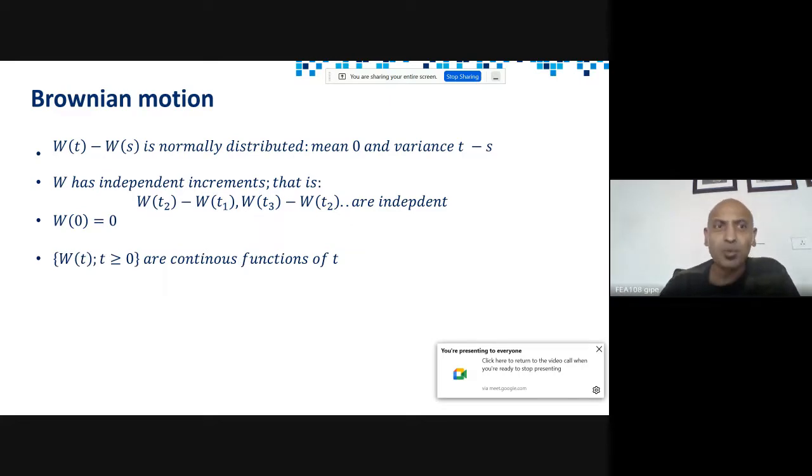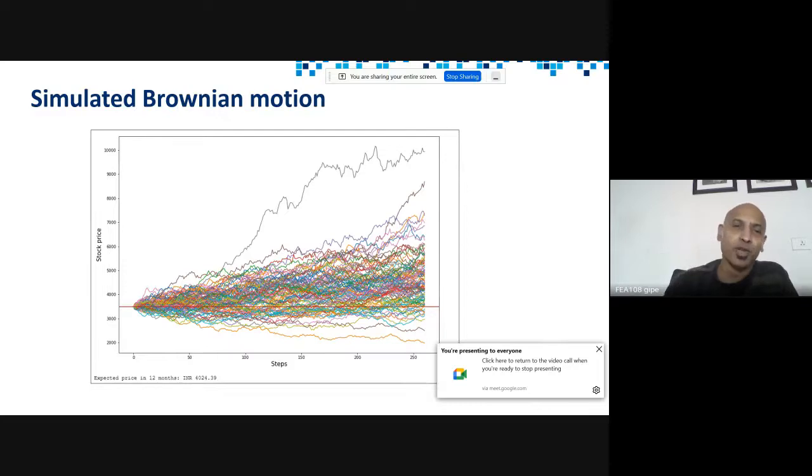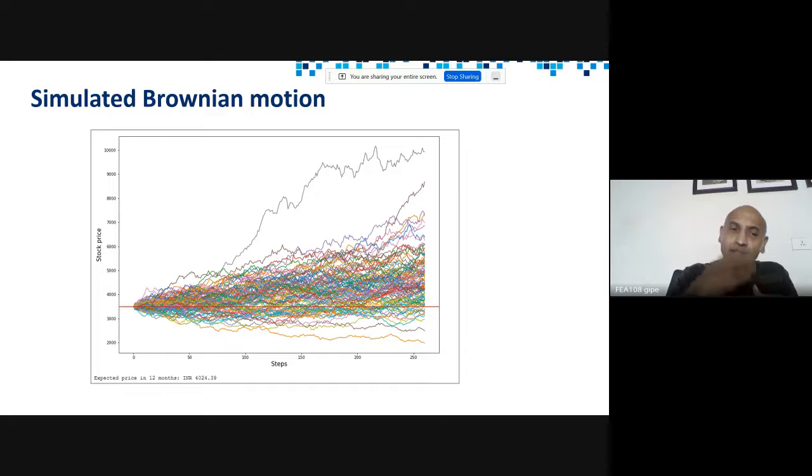So this is Brownian motion, and we take Brownian motion, and this is what we get. I took exactly the formula that I gave you, and you will do it in practice. I'll share the Python program with you today, and you can run it. I just took the TCS price, and this is what I get based on the expected return and the standard deviation for the last 1 year.